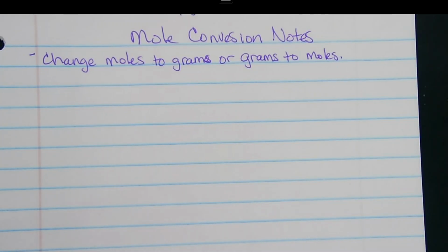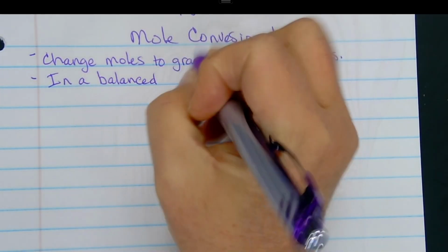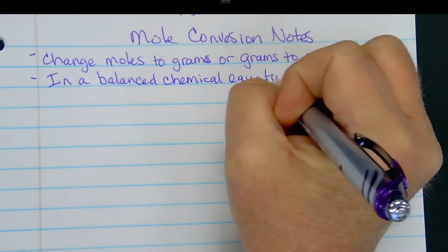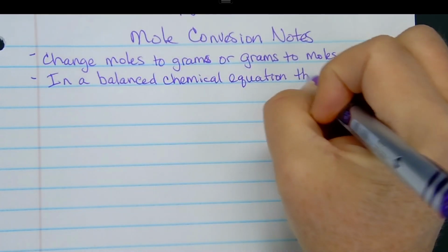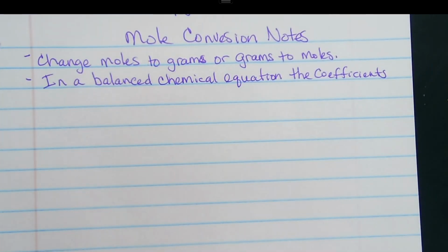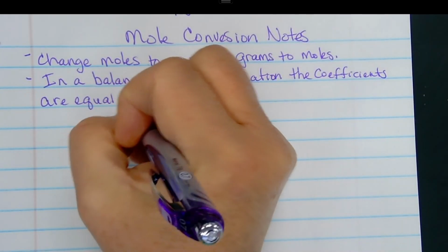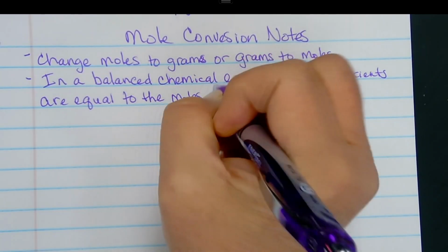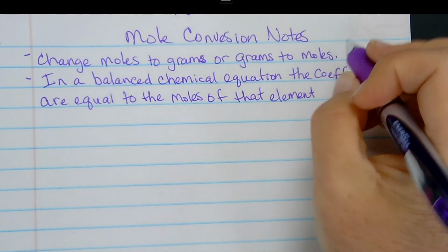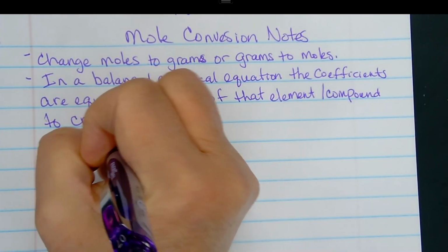Why do we need to do that? Well, in a balanced equation, we'll say chemical, because, okay, chemical equation, those coefficients, you guys can see that, okay, the coefficients are equal to the moles of that element or compound to create the reaction.